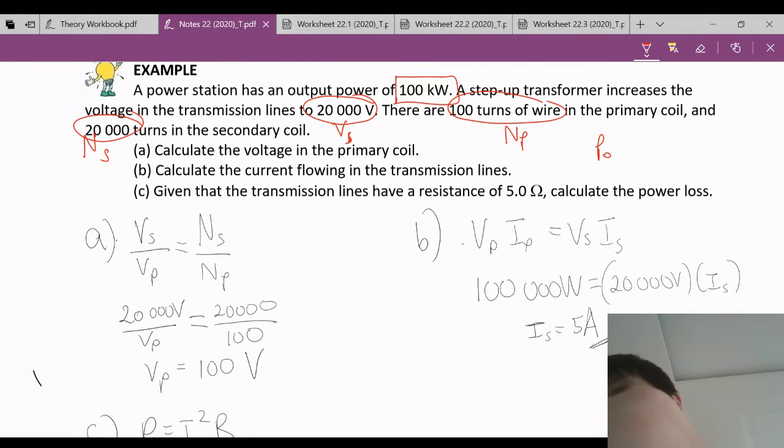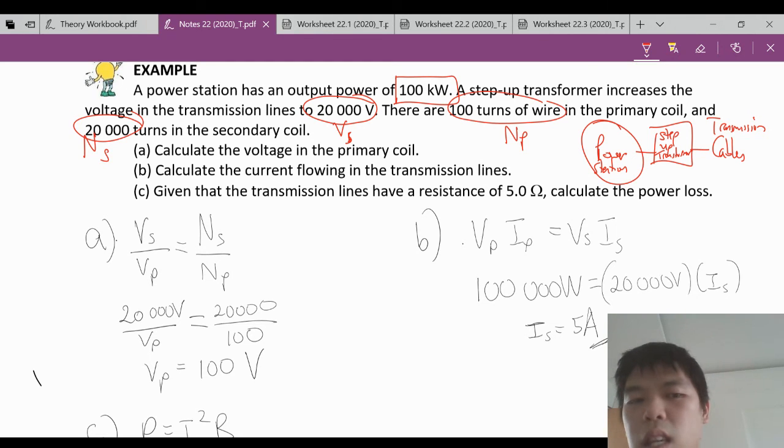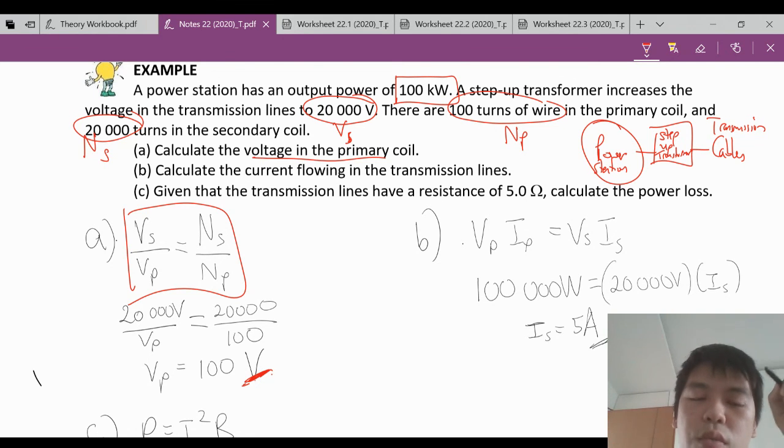So imagine the power station goes into a transformer and then it leaves through your transmission cables. So this will be your step-up transformer. Okay, so they want you to find the voltage coming out of your power station before it enters the step-up transformer, because that is where your primary coil is. So you use the equation, you put in your numbers, and you'll find that V_P, the primary coil, is 100 volts. That means when it comes out of the power station, it's only 100 volts.